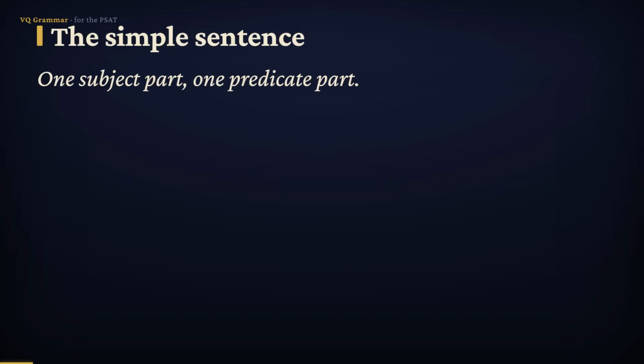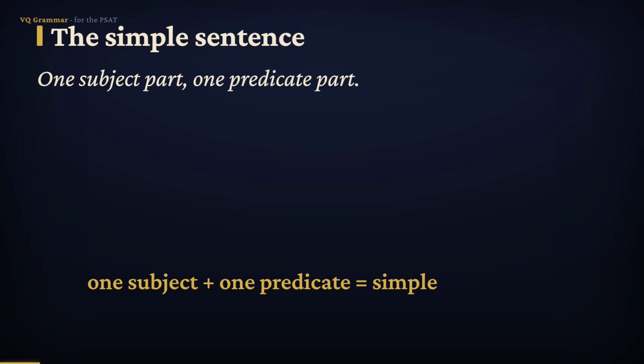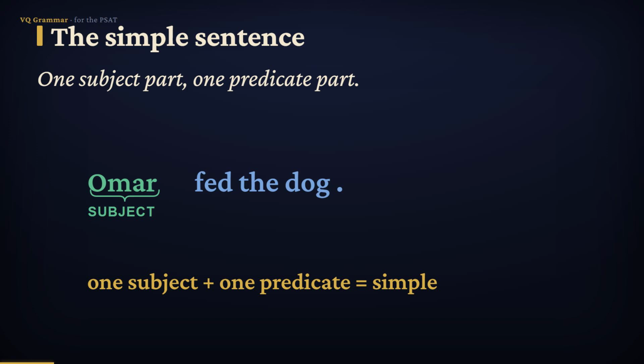Let's start simple, literally. A simple sentence has one subject part and one predicate part. Here's one. Omar fed the dog. Omar is the subject, the one we're talking about. Fed the dog is the predicate, what he did. One subject, one predicate, that's a simple sentence.